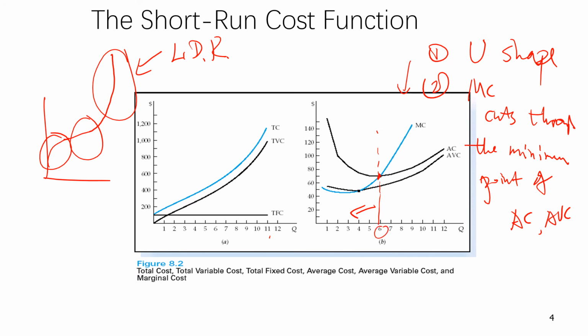After this point, after roughly 6, marginal cost is above the average cost curve. In such a case, if we produce one more unit of output, the actual cost is higher than the old average. So if we add this unit into the pool, the new average will increase. So it increases after 6. This means that marginal cost cuts through the minimum point of the average cost curve.